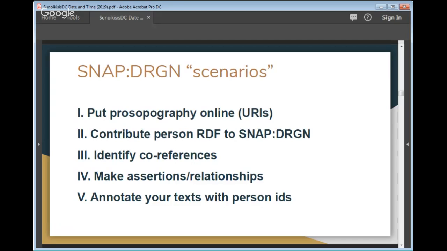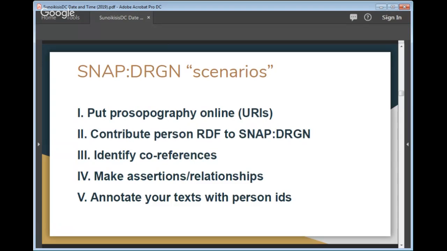So when you have a text that says, and then Alexander sent his messenger forth, you think, well, which Alexander in history is this? And there's thousands of possibilities. And you want to disambiguate that with one identifier from this shared person resource.